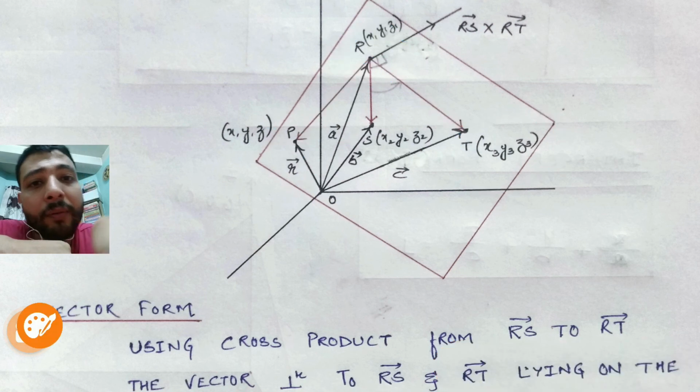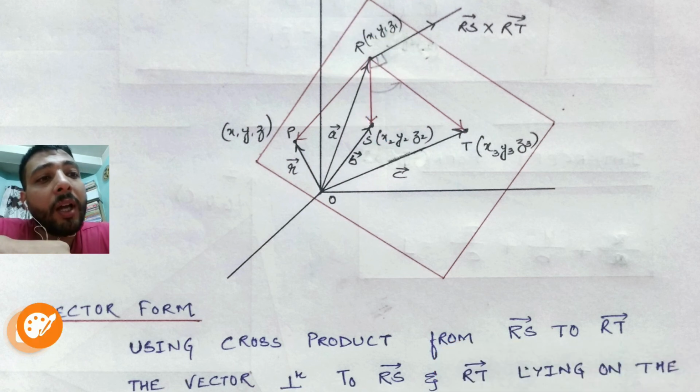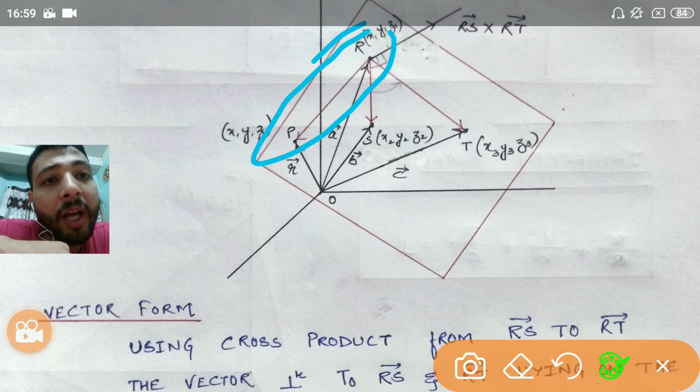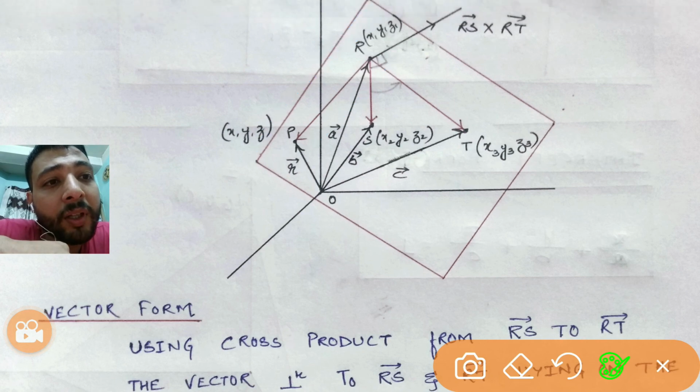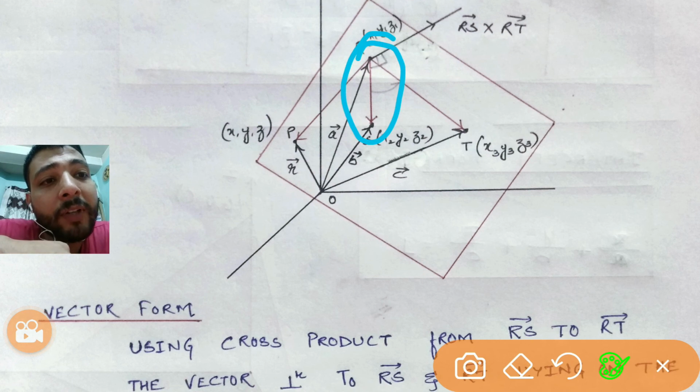And if I want to find RS, then it will be position vector of S minus position vector of R. So you can see directly, for RP I can write r vector minus a vector, for RT I can write c vector minus a vector, and for RS I can write b vector minus a vector, right?